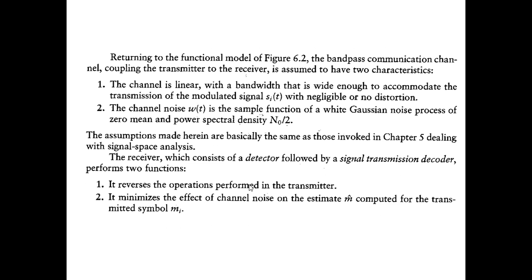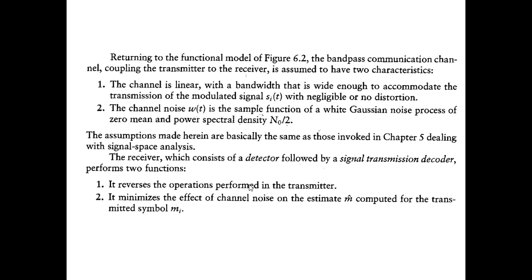Here we also assume two characteristics of the channel. First, the channel is linear, meaning the bandwidth is wide enough to accommodate the transmission of the modulated signal si(t) with negligible or no distortion. Second, the channel noise w(t) is a sample function of a white Gaussian noise process with zero mean and power spectral density N0/2, where N0 is the noise power. The assumptions made here are basically the same as we discussed earlier in digital communication.